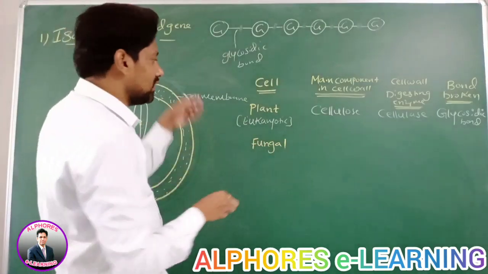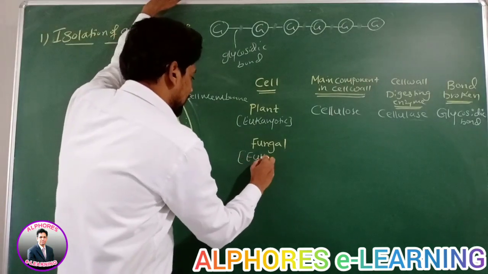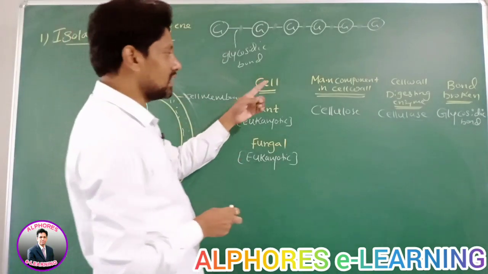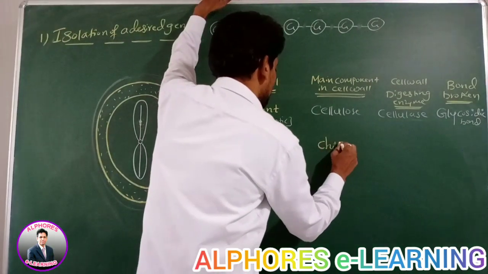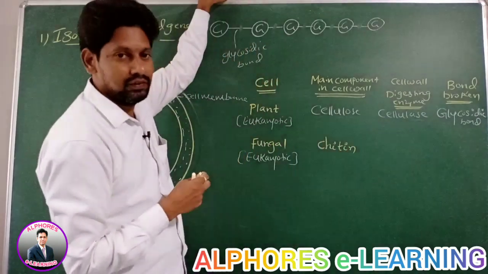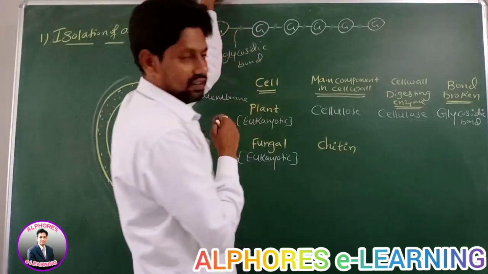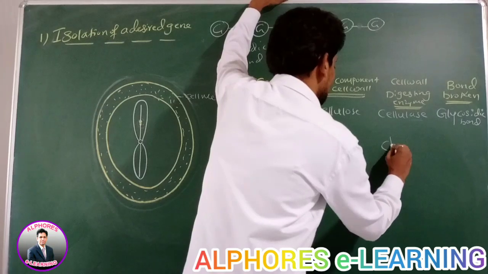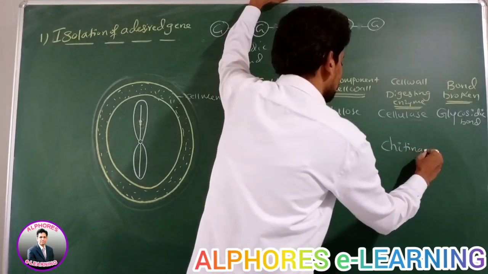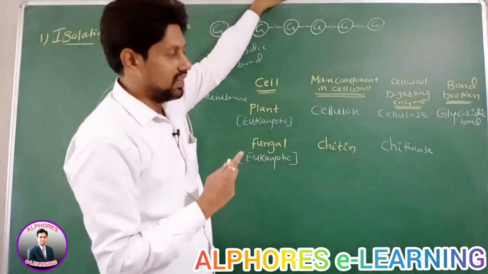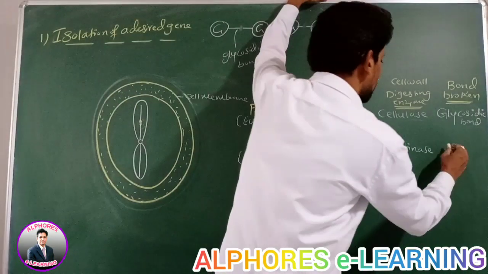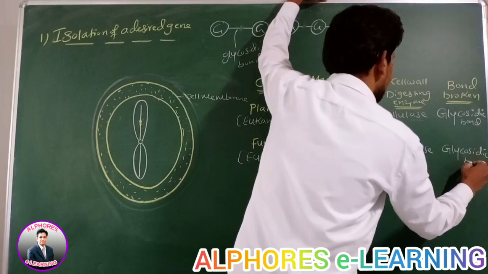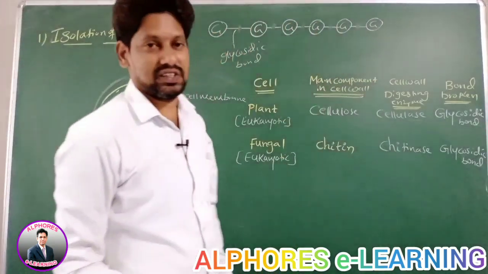Now, if you take a fungal cell. Fungi, prokaryotic or eukaryotic? It's eukaryotic, right? In fungi, what is the main component in the cell wall? Chitin. As the main component in the cell wall is chitin, to hydrolyze the cell wall, which enzyme do we have to use? Chitinase. This chitinase breaks which bond? Here also it breaks a glycosidic bond only. Is it okay?